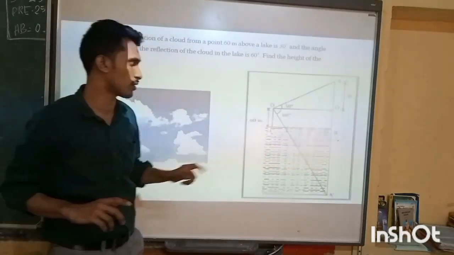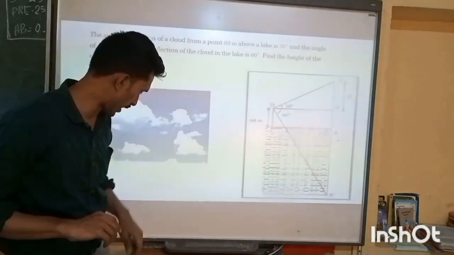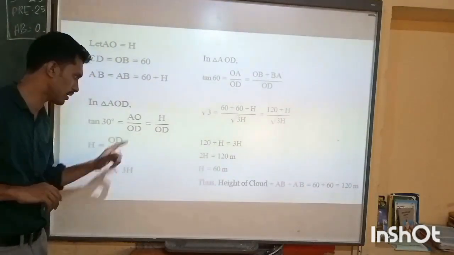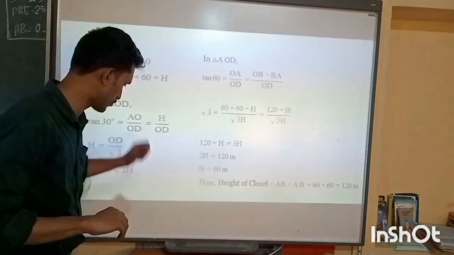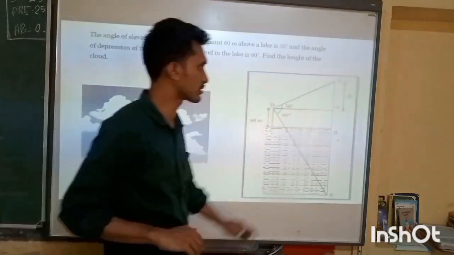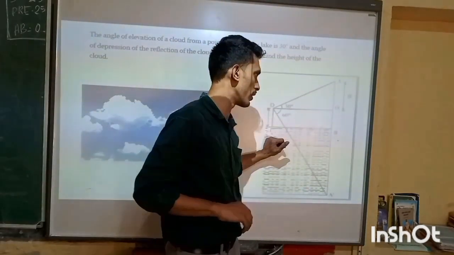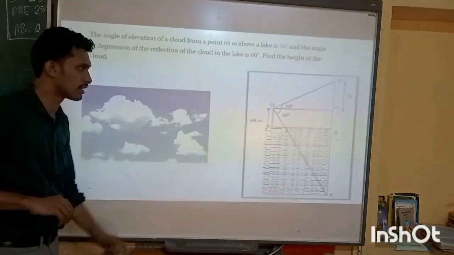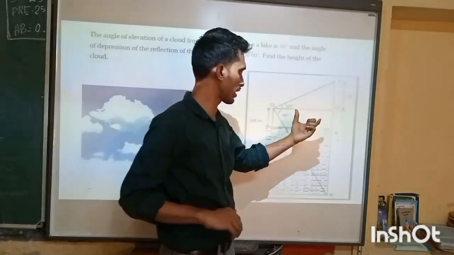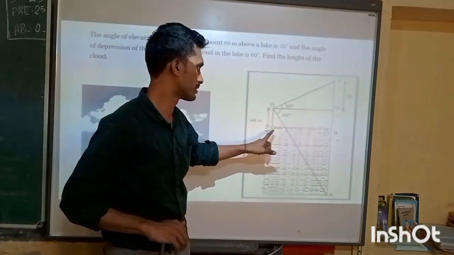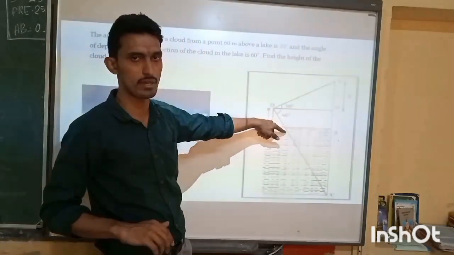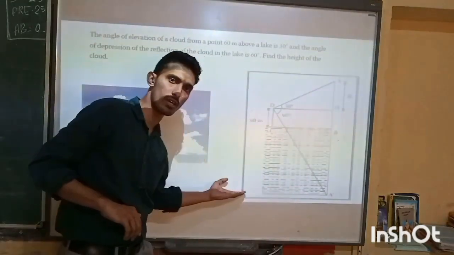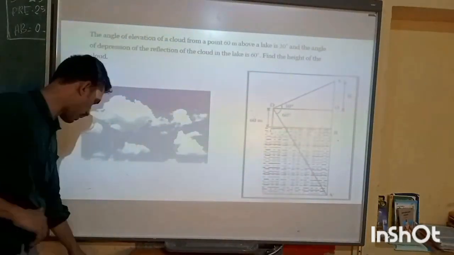First we are focusing on the 30 degree angle of elevation. So first, tan 30 equals AO by OD, which equals h by OD. AO is h, and OD is the base distance. In this case, OD will be equal to CB, and both are equal to the ground level distance, that is, the depth of the water level distance. Okay, so let me move ahead.